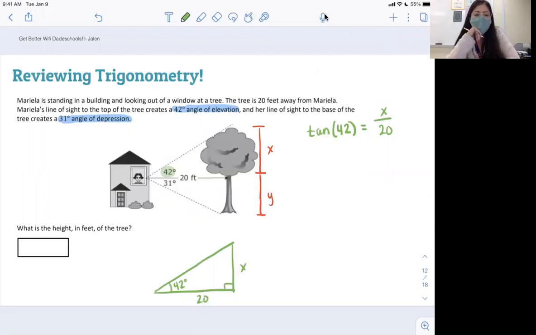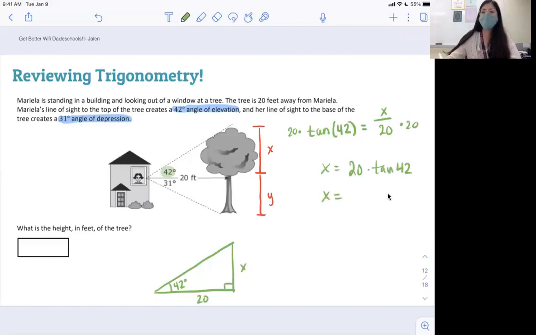But okay. So anyway, tangent of 42, opposite X over adjacent 20. So how do I solve for X? Times 20 on both sides. So X equals 20 times the tangent of 42. Go ahead, use your calculators. To the nearest 10th, tell me what you get. 18. Perfect. 42, yep. 18, good. X equals 18.